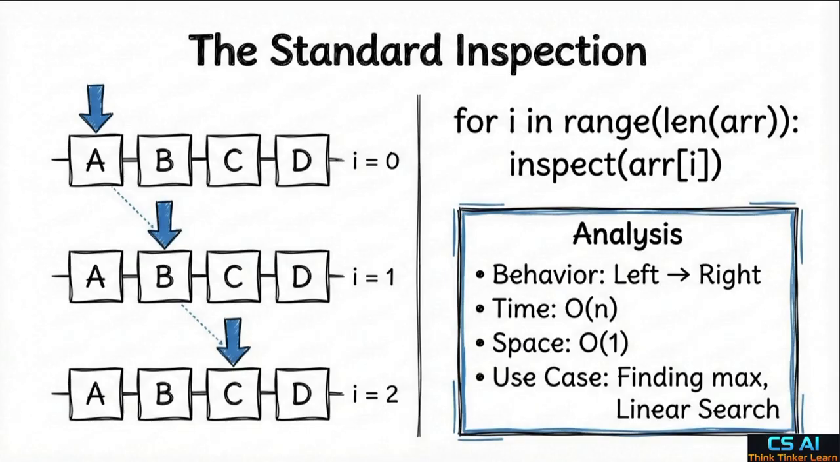Let's do a quick analysis. The behavior is a straightforward left to right traversal. The time complexity is O(n) because if the array has n items, we have to perform n inspections. The space complexity is O(1), which is fantastic because we aren't using any extra memory besides the loop variable i. This simple pattern is the workhorse for so many common tasks. If you need to find the maximum value in the array or perform a simple linear search to find an element, this is the tool you'll use.